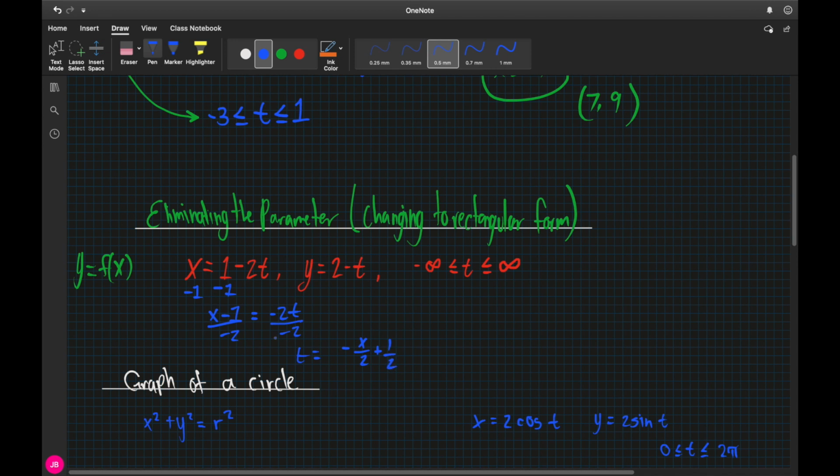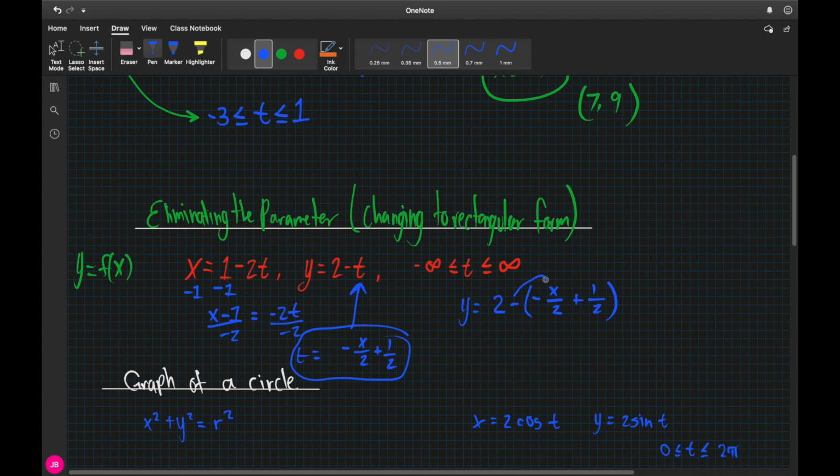Now this 1 half, remember, is a negative divided by a negative, so we're going to get a positive 1 half right there. When I find my value of t, what I'm going to do is plug that into my function for y. So y is now equal to 2 minus, and instead of plugging in t, I'm going to plug in whatever I got for x. So negative x divided by 2 plus 1 over 2.